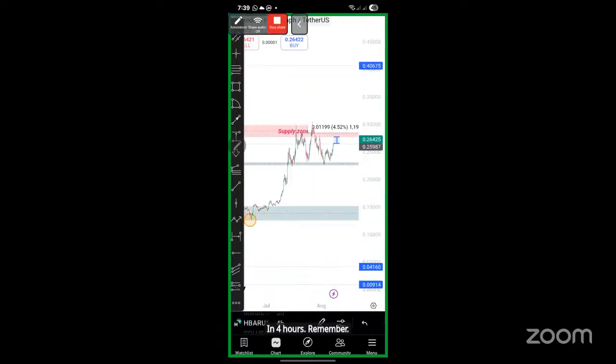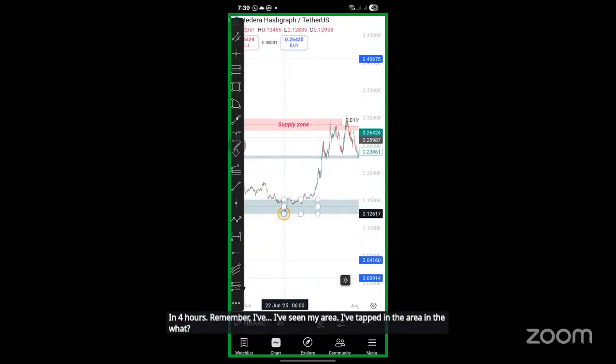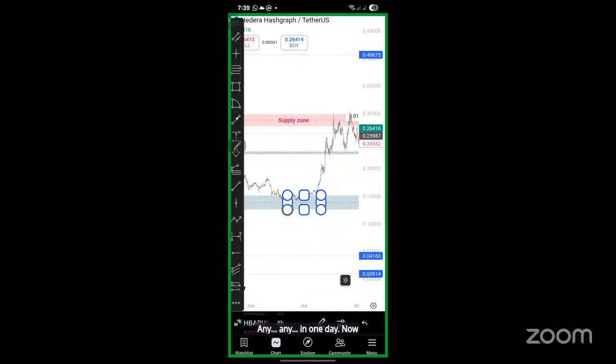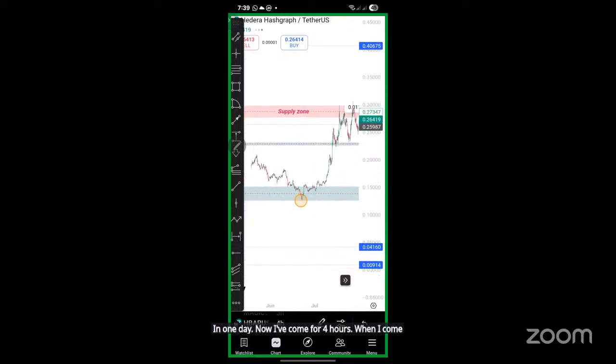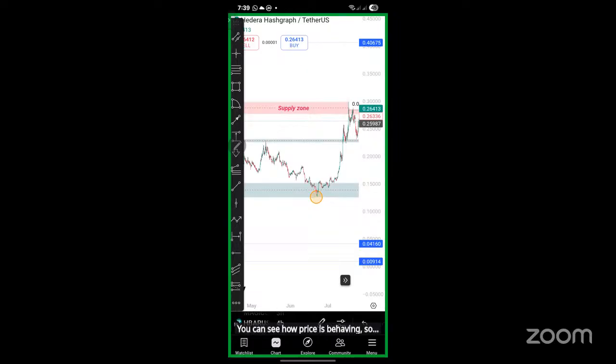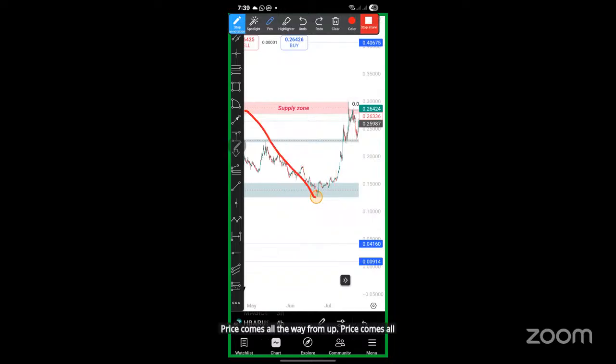Remember, I've seen my area. I've tapped the area in 1 day. Now I've come to 4 hours. When I come to 4 hours, you can see the bottom that I labeled in 1 day. There it is. You can see how price is behaving. Price comes all the way from up, taps into this area and bounces back.